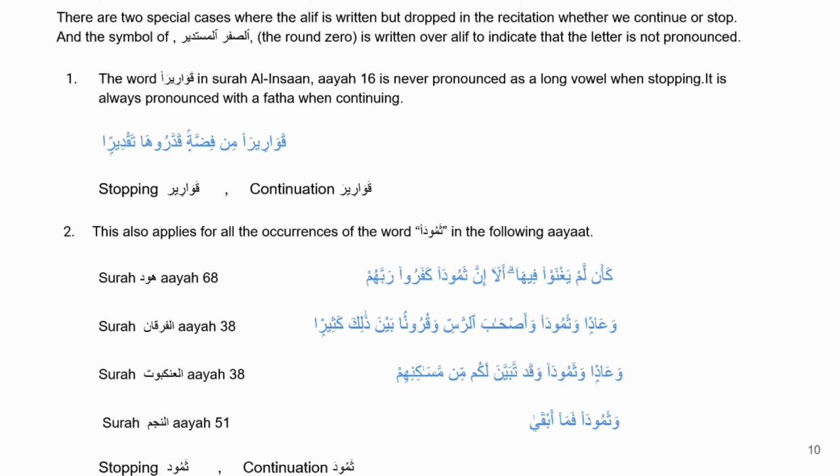So in both of these cases, Alif is written but dropped in our recitation, whether we continue or stop, and the symbol of Sifar Mustadir, the round zero, is written over Alif to indicate that this letter is not pronounced.